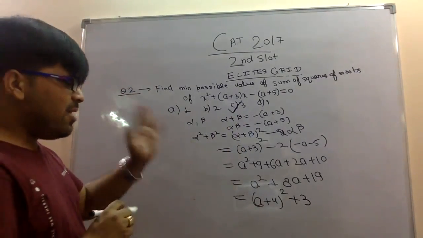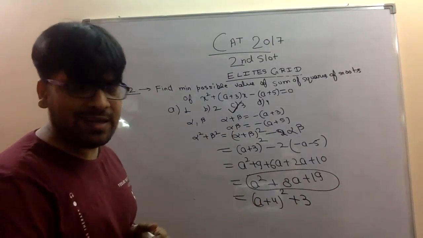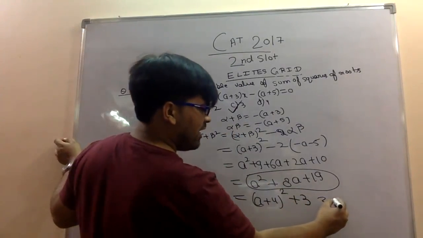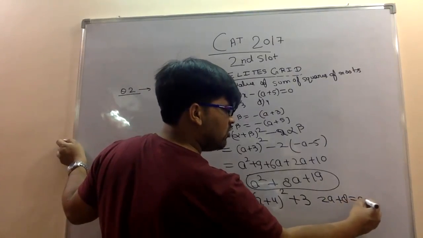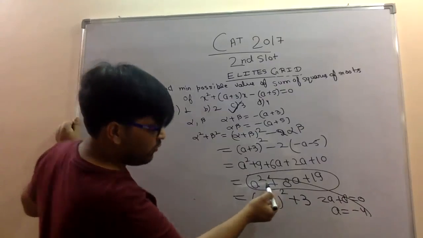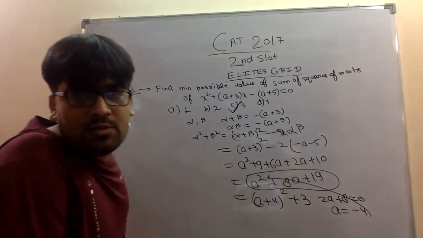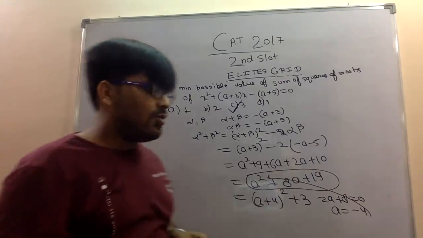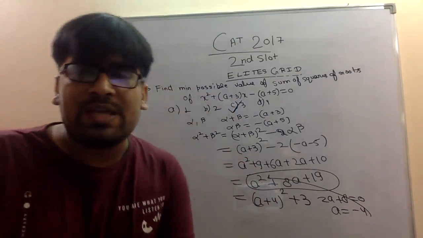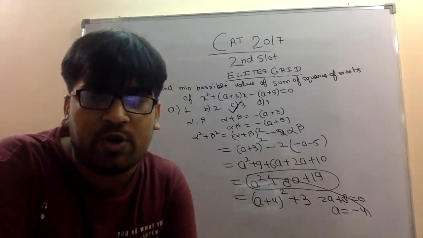ठीक है. Otherwise there are many approaches to find minimum value of this particular function. You can differentiate it. Differentiate करोगे, you will get 2a plus 8 is equal to 0. So a is equal to minus 4 will give you minimum value. If you put minus 4 here, you will get 3. Or we can also say, बेटा, minus D by 4A से भी निकाल सकते हो. You can also find minimum value by minus D by 4A.